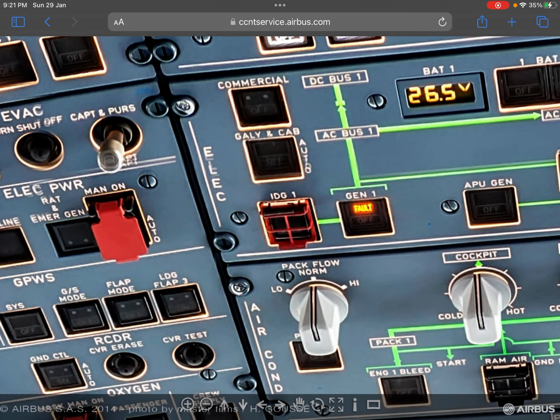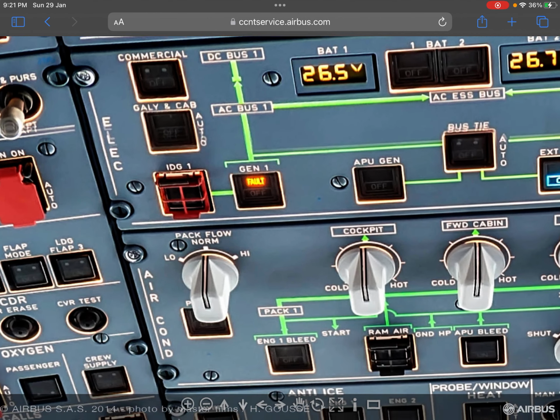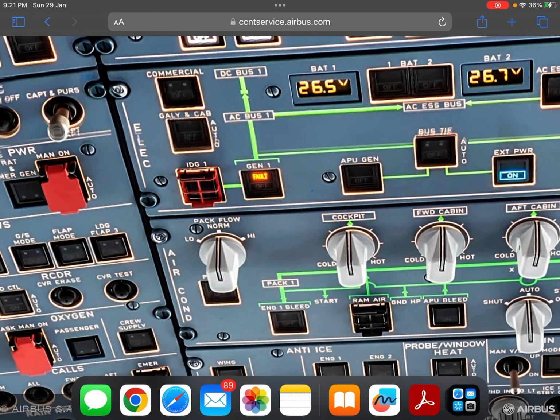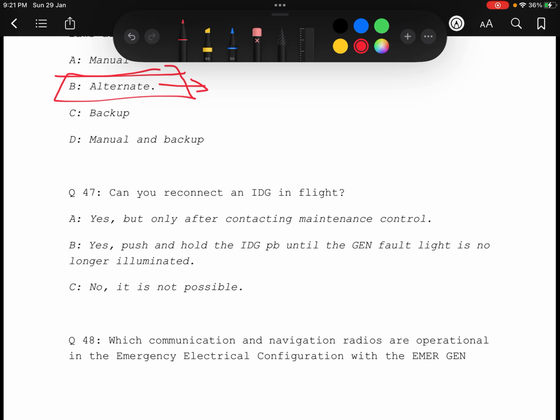What do you think by looking at this push button? Will you be able to reset it? Yes or no? It is a red guarded switch, keep it in mind. Every red guarded switch means that their actions will be irreversible. So you will not be able to reverse your actions in flight. At least you will need to land, and engineers will do it on the ground, right? So yes, but only after contacting maintenance. No, it is not possible.